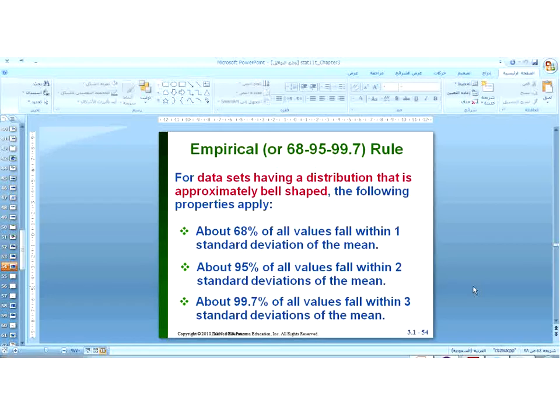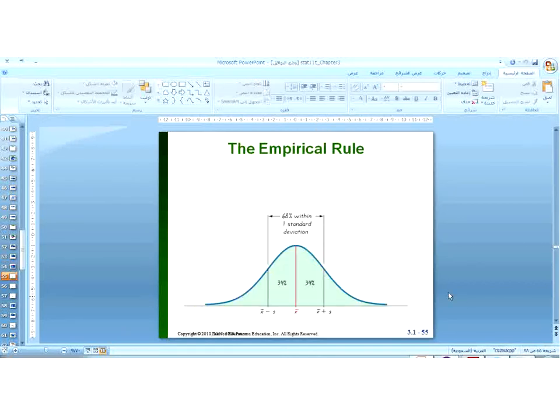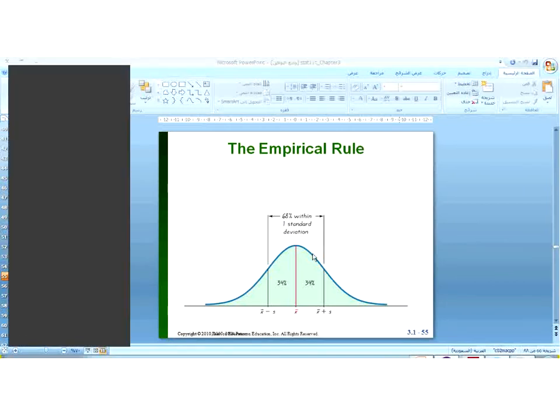Here is the empirical or 68, 95, 99.7 rule. It is an important rule. How can we use it? It says here that if the data set has a distribution that is approximately bell-shaped or approximately symmetric, then the following probabilities apply. About 68% of all values fall within 1 standard deviation of the mean.